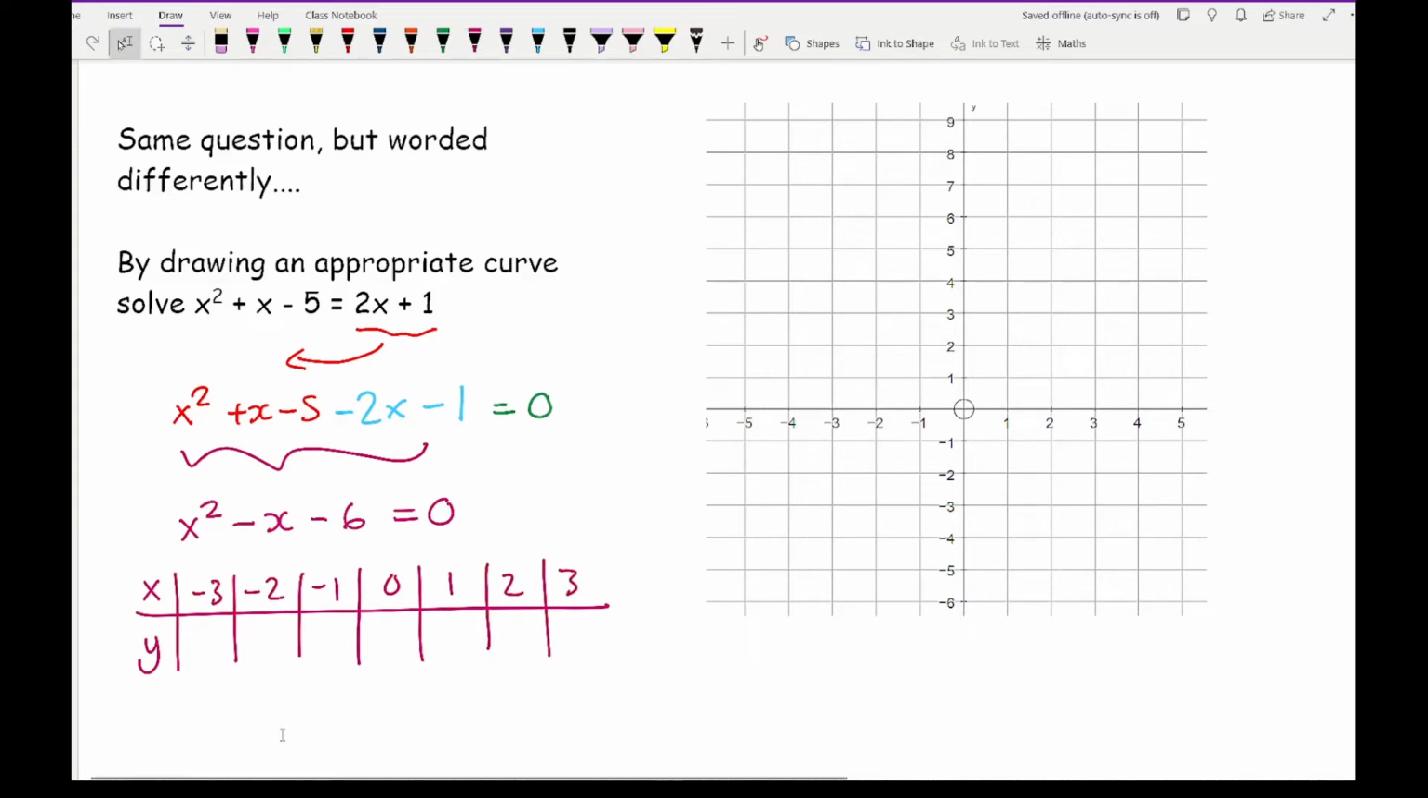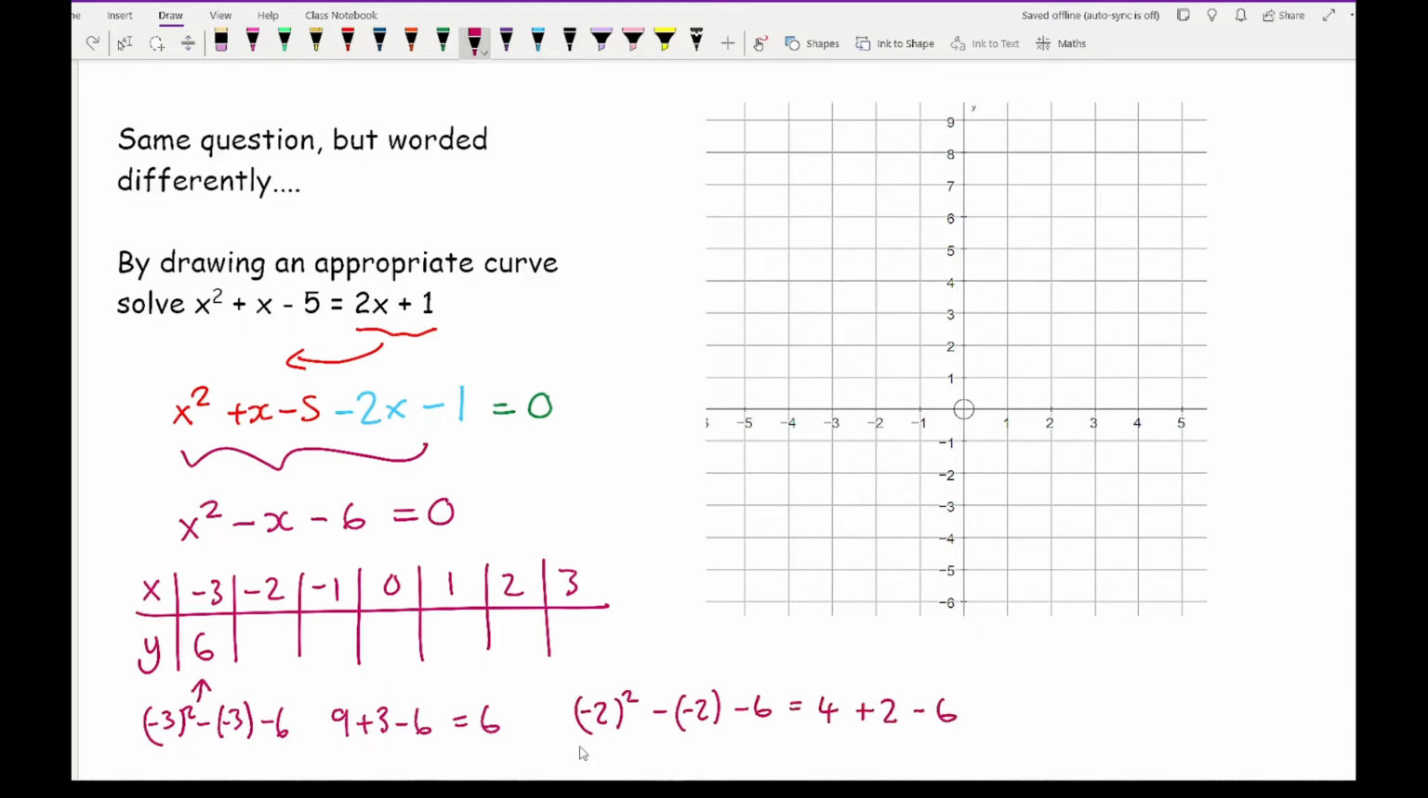Now, a much easier way of doing this, just to speed up time. I could obviously, without a calculator, easily work this out. So this first value is going to be -3 squared minus -3 minus 6. So that's going to be 9 plus 3 minus 6, which is 12, take away 6, which is 6. And then the next one, I've got -2 squared minus -2 minus 6. So that's going to be 4 plus 2, take away 6, which is 0.